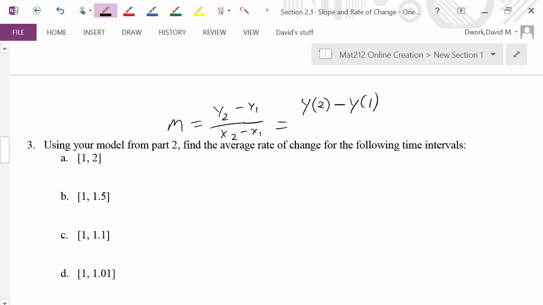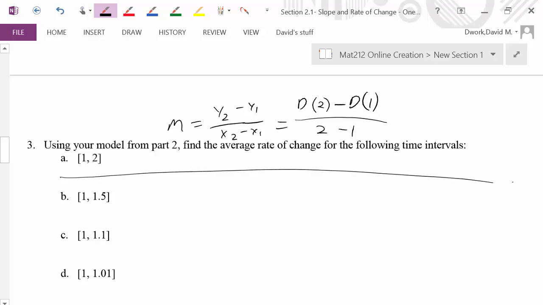Or, instead of y, we could switch it to d's, which would make a little more sense, saying I want the distance at 2 seconds minus the distance at 1 second divided by 2 minus 1. And that would be the equation I would use for this first average rate of change.